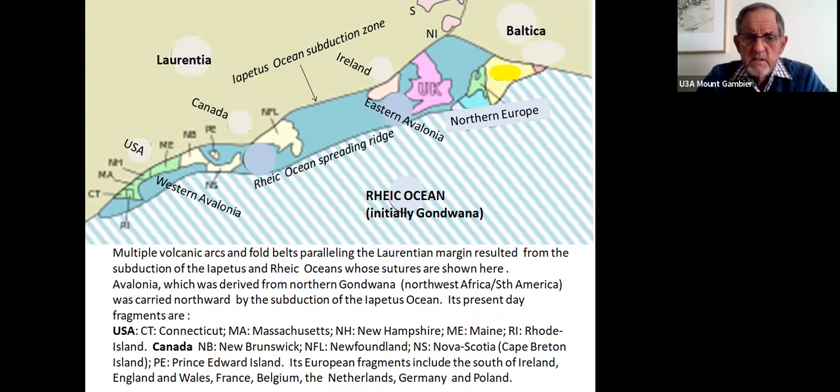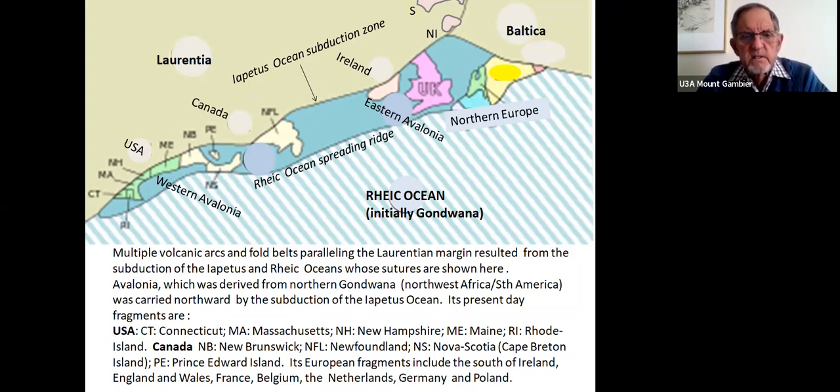So there are actually multiple volcanic arcs and fold belts that parallel that northern margin, that suture, called the Laurentian margin, that resulted from the subduction of particularly the Iapetus and subsequently Rheic Ocean. And their sutures are shown here.